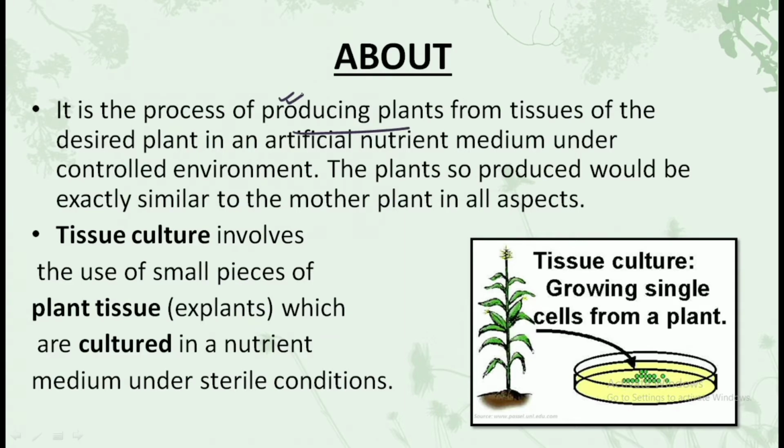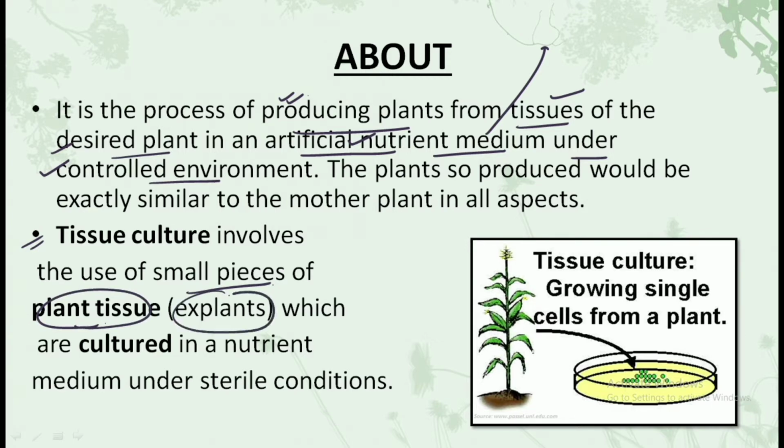So in this we are producing plants from the tissues of the desired plant in an artificial nutrient medium under a controlled environment. We are using a controlled environment and artificial nutrient medium in order to produce the plant from the tissues of a desired plant. The tissue culture involves the use of small pieces of plant tissue that are known as explants, which are cultured in the nutrient medium under sterile conditions.